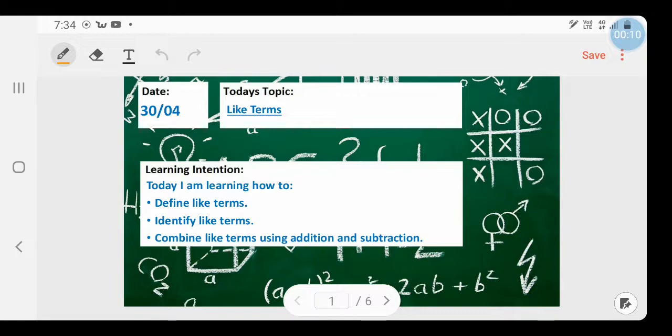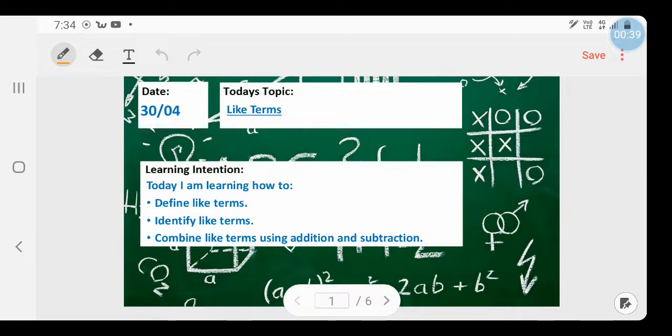But this is our second algebra lesson. We're looking today at something that's really important called like terms. Alright, so our learning intentions: today we're going to learn what they are. At the end of the lesson, we'll be able to define like terms, identify them, and combine like terms using addition and subtraction. And none of that will make any sense to you right now because you don't even know what they are.